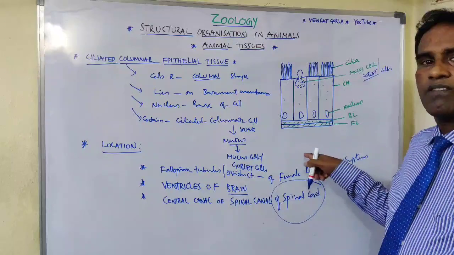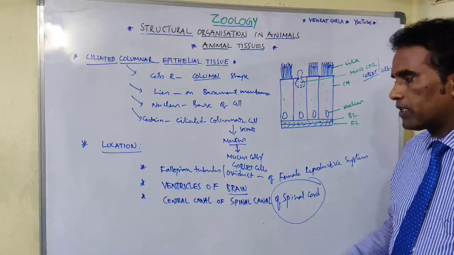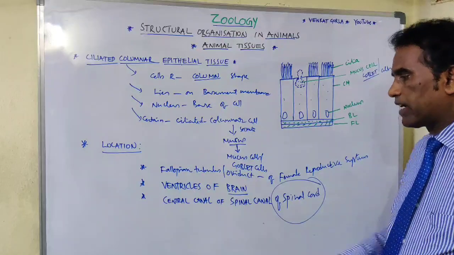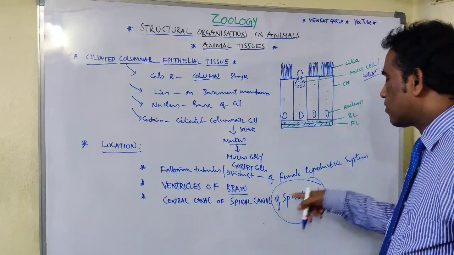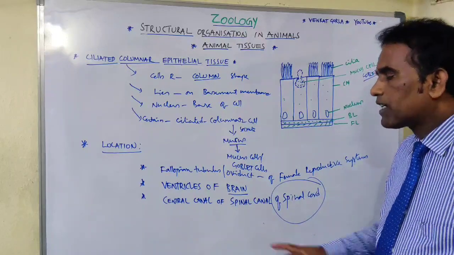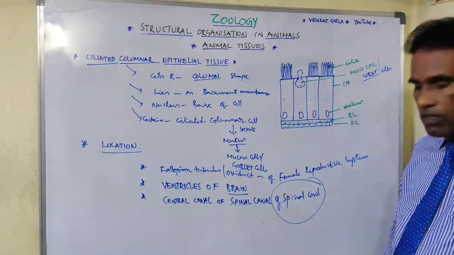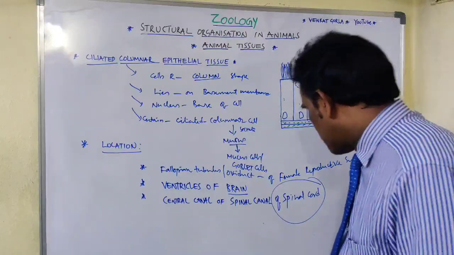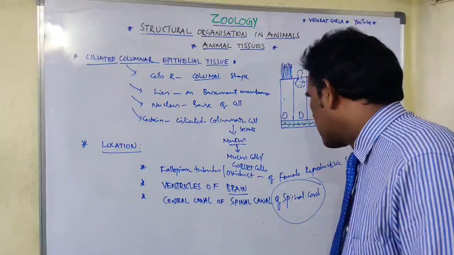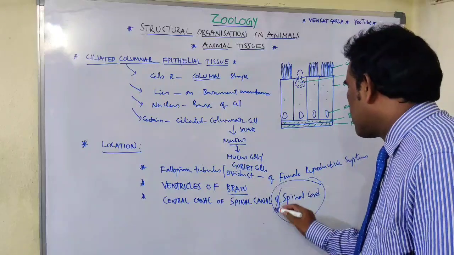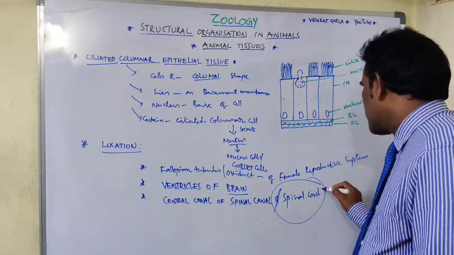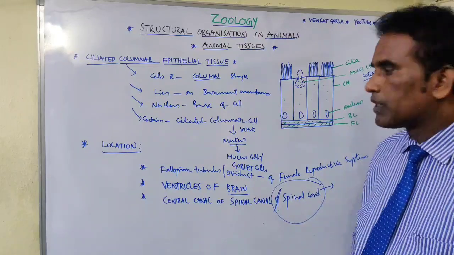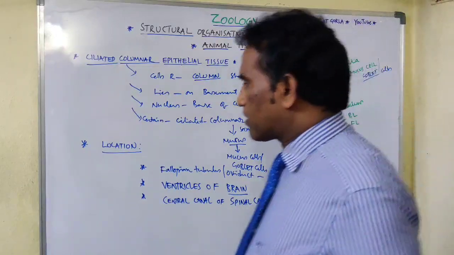Many of them know the fallopian tubule. In addition to that, it is present in the ventricles of the brain and the central canal of the spinal cord. So this is very important. This is the location. Now coming to the functions.